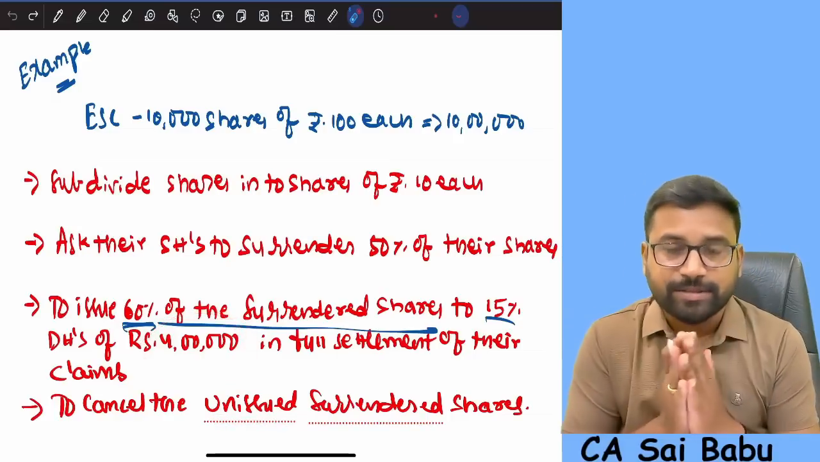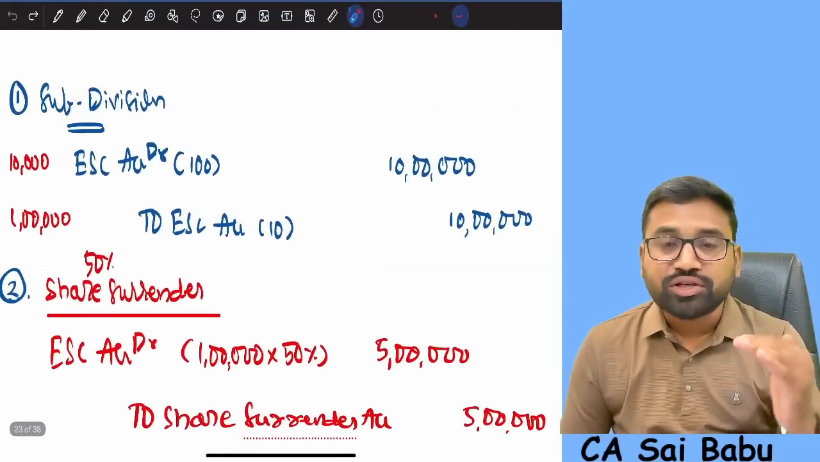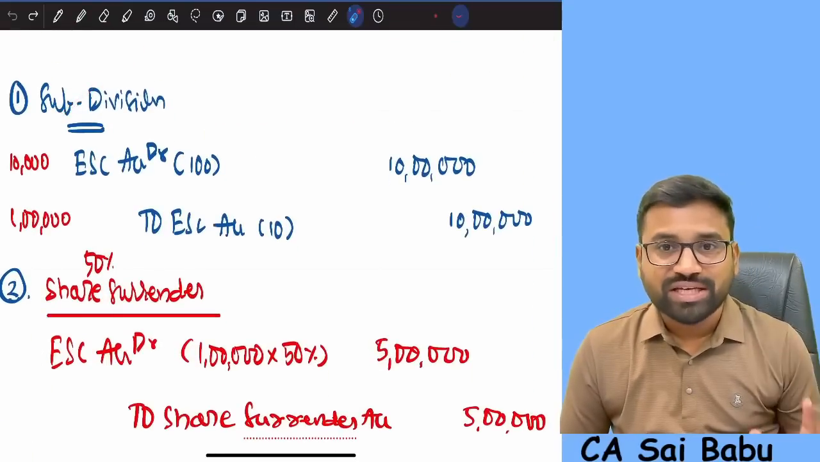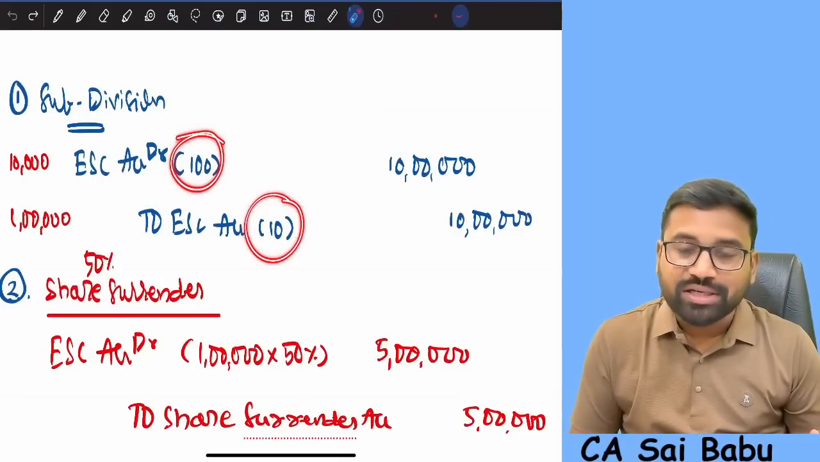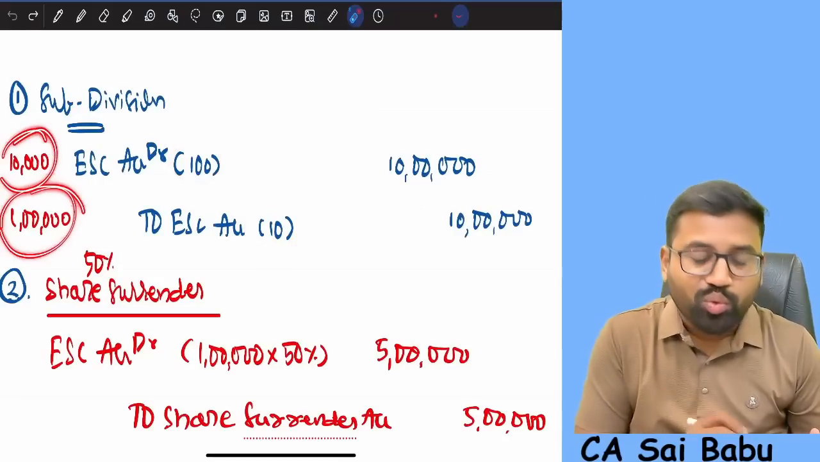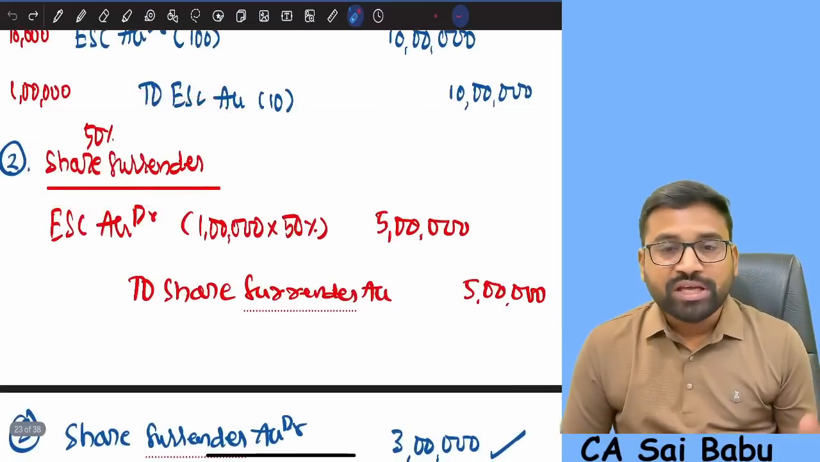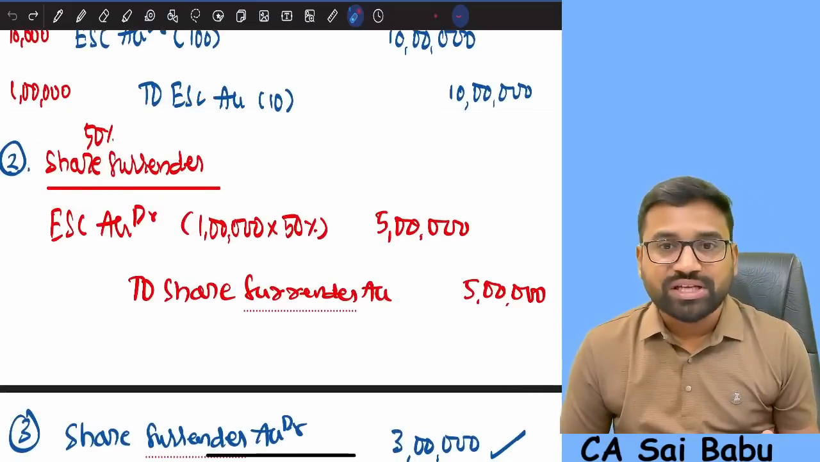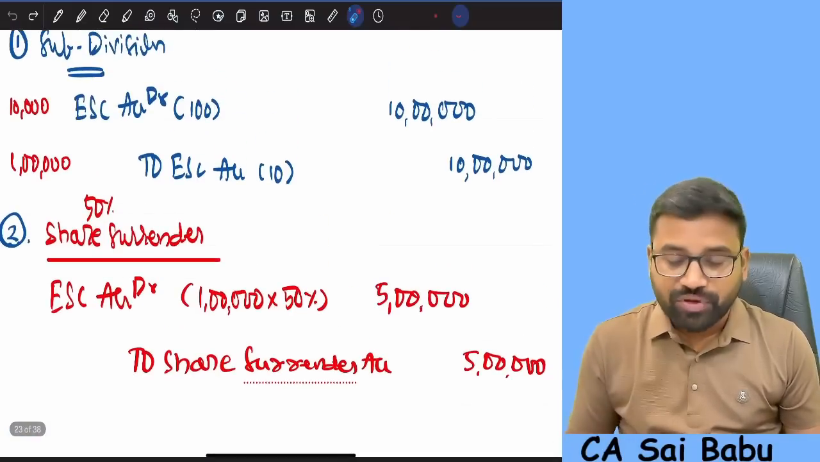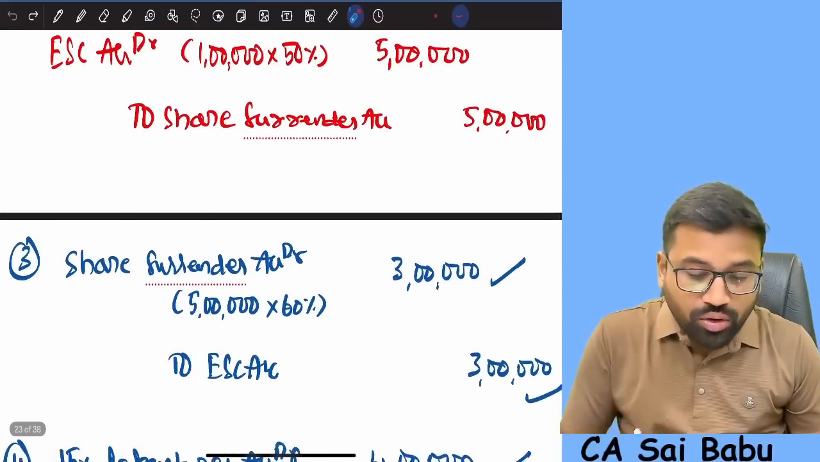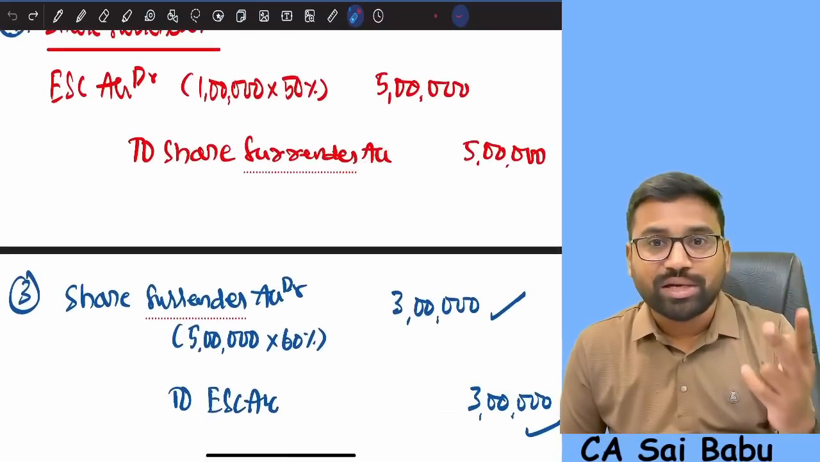Very simple. First, in this case, sir, subdivision happened. Whenever there is a subdivision, total share capital will not change, but the number of shares will change. So share capital to share capital. Old share capital 100, new share capital 10. Number of shares, old 10,000, new 1 lakh. Total 10 lakhs, 10 lakhs. First thing. Next is surrender happens. Existing shareholders surrender 50% of their shares. What is the entry? Share capital to share surrender account. 10 lakhs into 50%, 5 lakhs. Now, important thing. These surrendered shares are utilized to set off the liabilities.